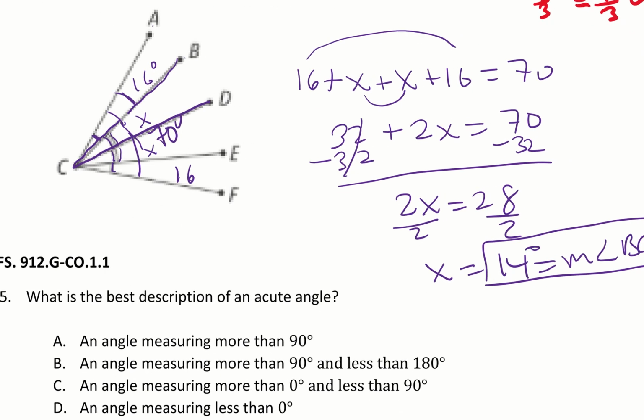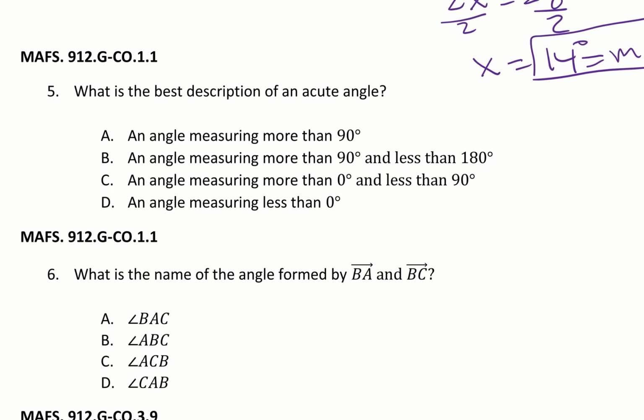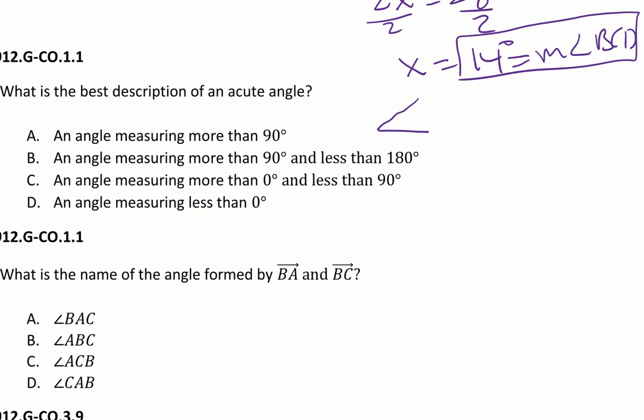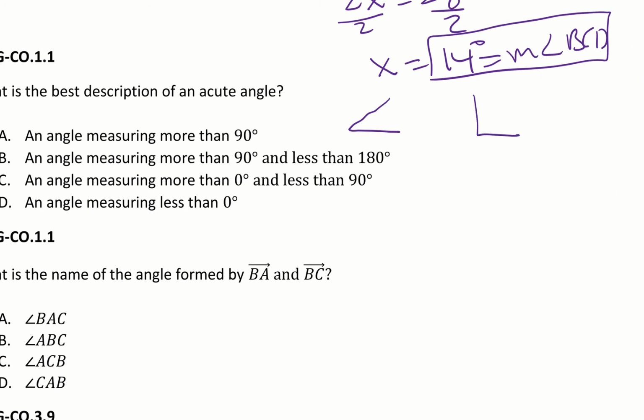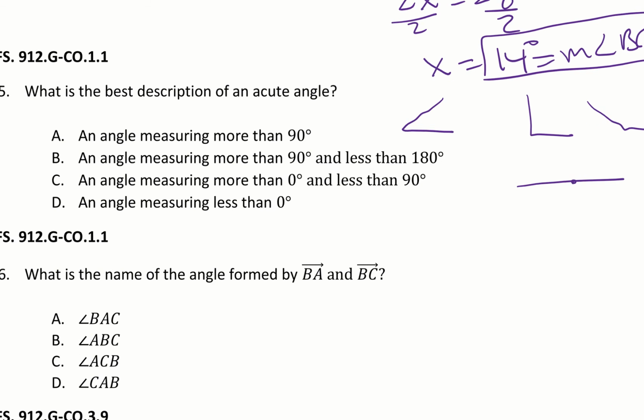14 degrees. All right, what is the best description of an acute angle? So an acute angle, remember, is an angle. This is just a straight up definition. An acute angle is an angle that is less than 90. And then a right angle is equal to 90. An obtuse angle is greater than 90 but less than 180. And then a straight angle is 180. Okay, so we're looking for, not more than 90, less than 90.